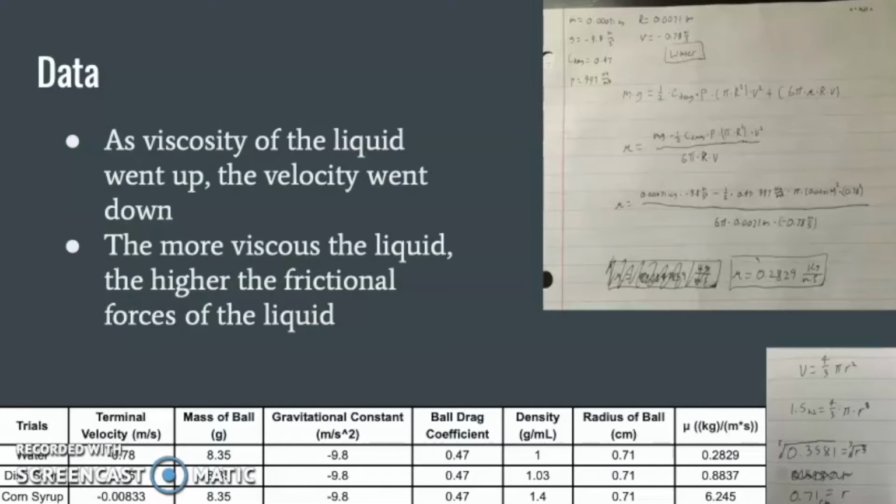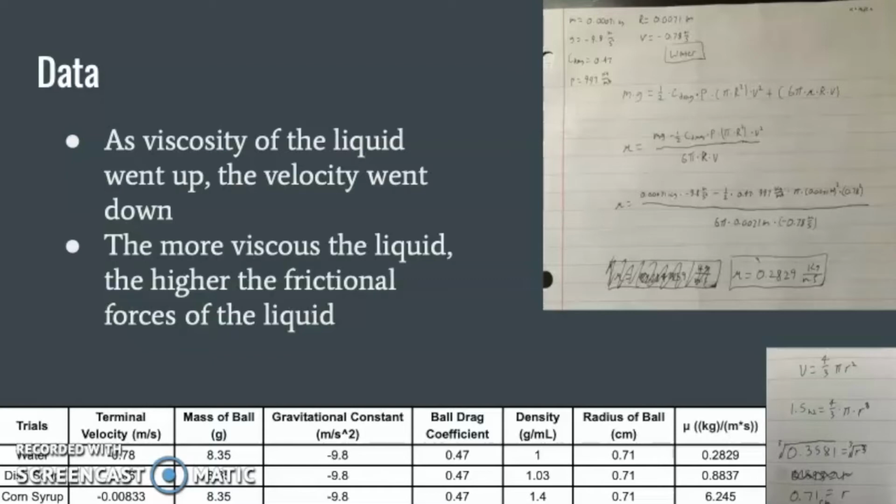Our data for this lab showed that as the viscosity of the liquid went up, the velocity went down. And as we can see through the data in the table on the bottom, the higher the terminal velocity, the lower the viscosity of the liquid. So water had the highest terminal velocity and also the lowest corresponding viscosity, and corn syrup had the lowest and slowest terminal velocity and the highest viscosity.